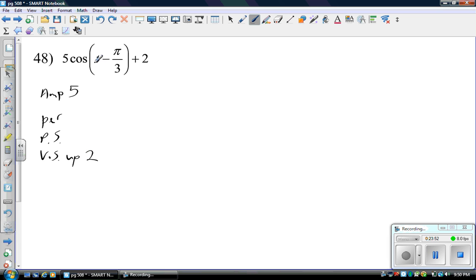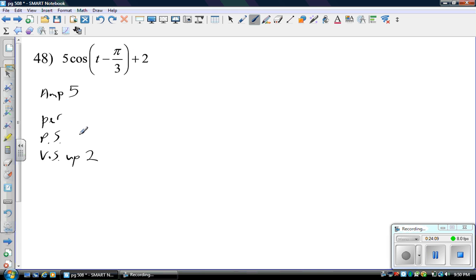What's nice about this one is there's really nothing to factor out. It's a 1 in front of this. Well, how do you factor out a 1? Everything has a 1 in it, so that's not a big deal. So we really don't have anything to factor out. There's nothing in front of this t value. So that is our phase shift right there.